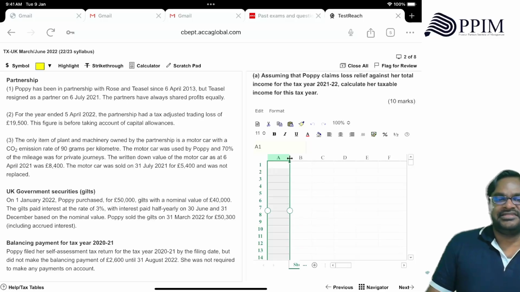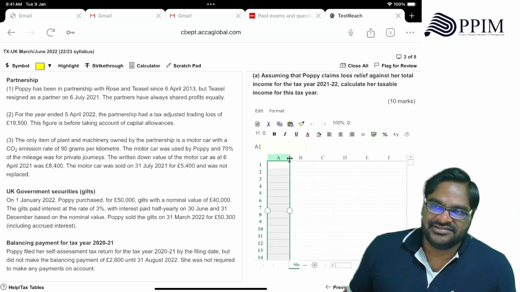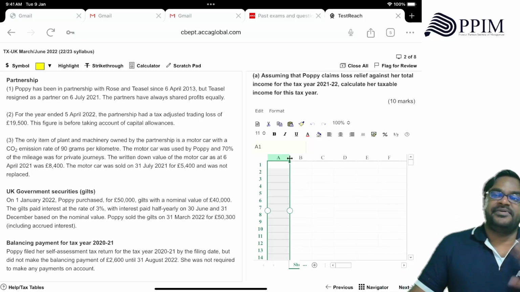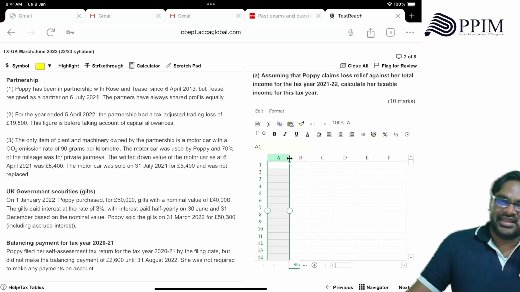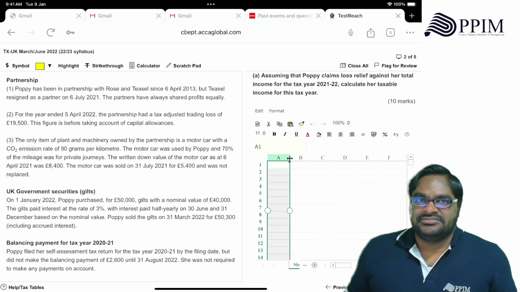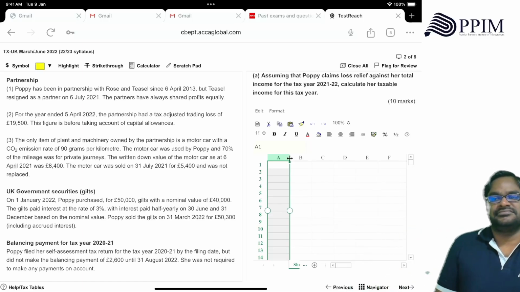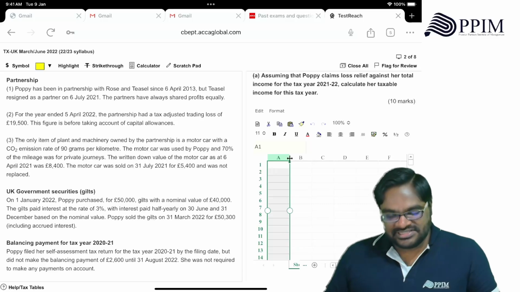Sometimes they might ask, what is the quickest? Then the quickest is setting off against the current year. Sometimes they might ask, what is the most beneficial? Then maybe carrying backward against the previous year's total income might be more beneficial. Otherwise, nothing to do, carry forward: you deduct it from the next year's profit. It should be the same business, the same trade, yes.